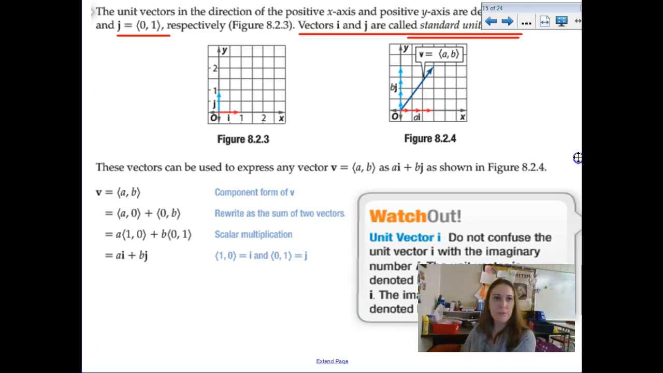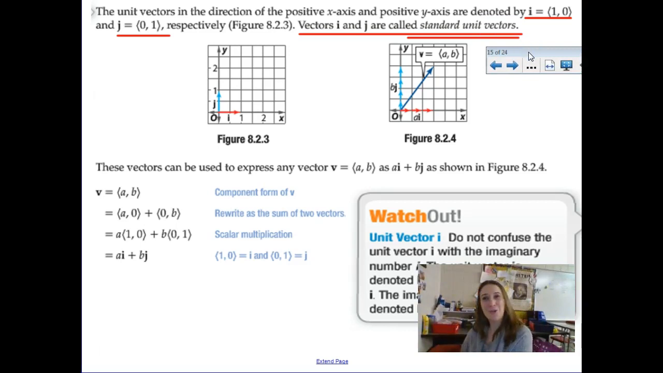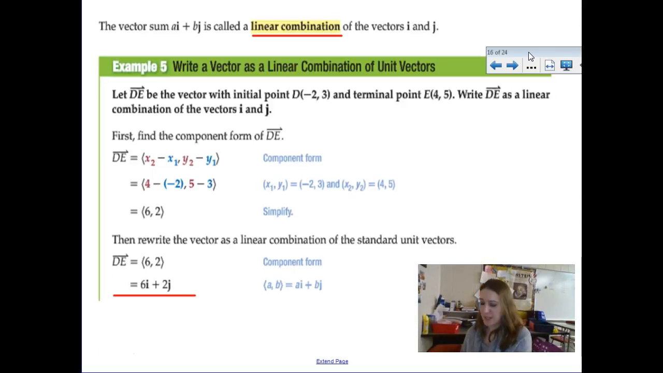All right, here's this i and j business. Unit vectors in the direction of the positive x and positive y axis are denoted by those two vectors there, and they're standard unit vectors. Again, i is not the complex number i, so there's a little note down there about watching out for that. They also bold them in your textbook. A bolded i means the horizontal component of a unit vector. This looks really complicated, but it's actually quite easy.